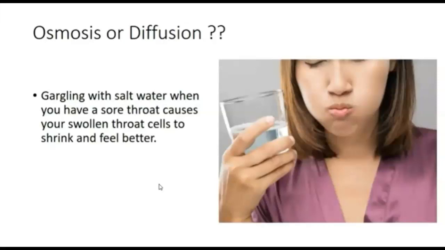Gargling with salt water when you have a sore throat causes your swollen throat cells to shrink and feel better. Osmosis. So that salt water has a lower concentration of water than the cells. So your cells are going to take the water out of them, move it across that cell membrane to where you are gargling with the salt. Again, moving from areas of high concentration in your cell to low concentration outside of your cell, trying to reach that equilibrium, and in turn, your cells will shrink in size, reducing the swelling.